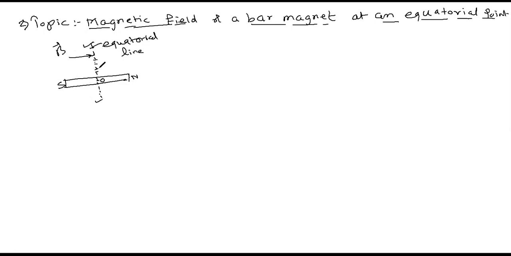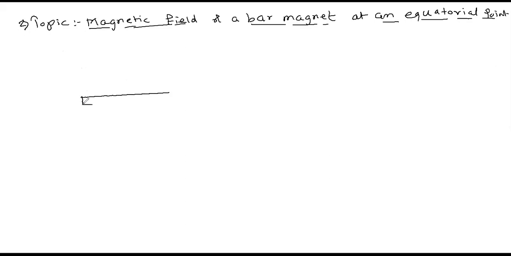So now, dear student, we will proceed to the diagram. I think you might have got the idea about this diagram, as we drew in electrostatics for the electric field intensity at an equatorial point. So let us draw the diagram here. The bar magnet having south pole and north pole here, then the line joining this, the center point O.